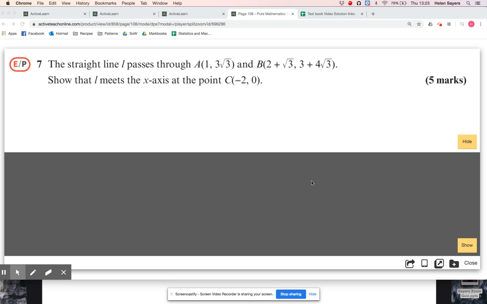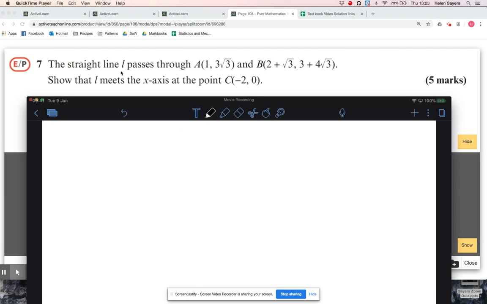We're looking at mixed exercise 5 from the first year core textbook. So this is on straight line graphs. On question 7, what have we got? So we've got a straight line. It's going through 2 points. Obviously, 3 of the coordinates are surds, which makes it a little awkward, but don't let that put you off.